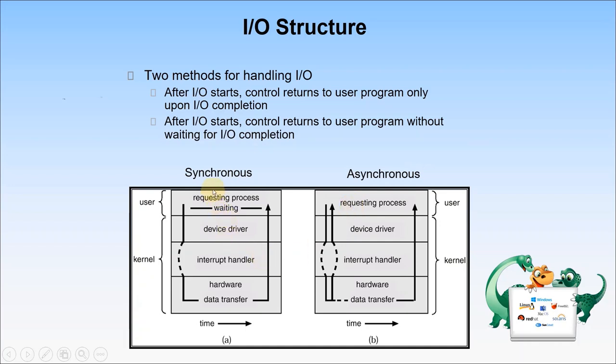So on the synchronous, you have to wait for the completion of the interrupt before you could resume the operation. So that's the difference between synchronous and asynchronous. For synchronous, you have to wait for the completion of the I/O prior to the resumption of the operation. For asynchronous, without waiting for the I/O completion, you could go back immediately to the requesting process from the users.